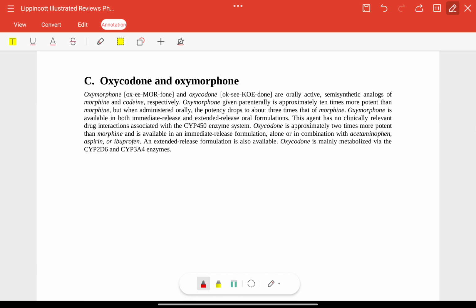Now oxycodone and oxymorphone. They are orally active semi-synthetic analogs of morphine and codeine. Oxymorphone, given parenterally, is approximately 10 times more potent than morphine. Interactions occur due to the CYP450 enzyme system. Extended release formulation is also available.